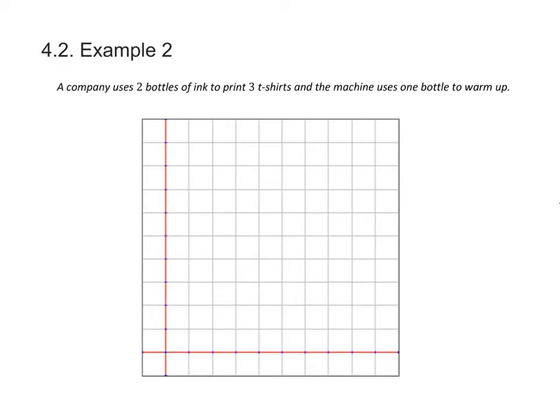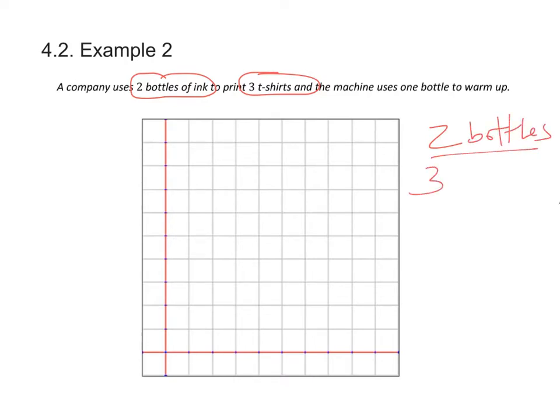So let's first start with the rate. We have 2 bottles of ink for every 3 t-shirts, and that's going to be our rate. So 2 bottles for every 3 t-shirts. If we remember that the numerator will always be our output and our denominator is our input, and the output is the dependent variable, that means bottles is on the y-axis, and that puts t-shirts on our x-axis.